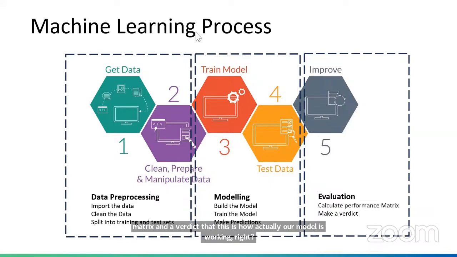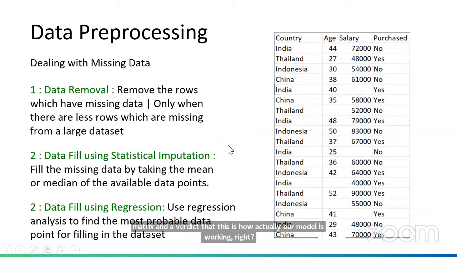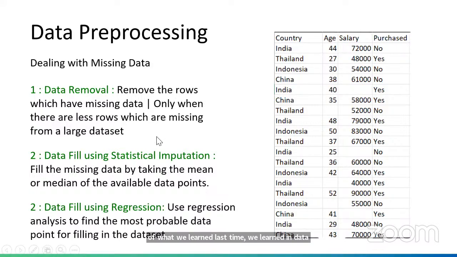So let's move ahead in what we learned last time. In data pre-processing, there were three pre-processing steps. If we have some rows which have missing data, we can remove those rows. The other way we learned is using statistical imputation. That means that by using the mean or median of the data, we fill up the data, and we can also fill up data using regression, which we learned in the first masterclass, right?